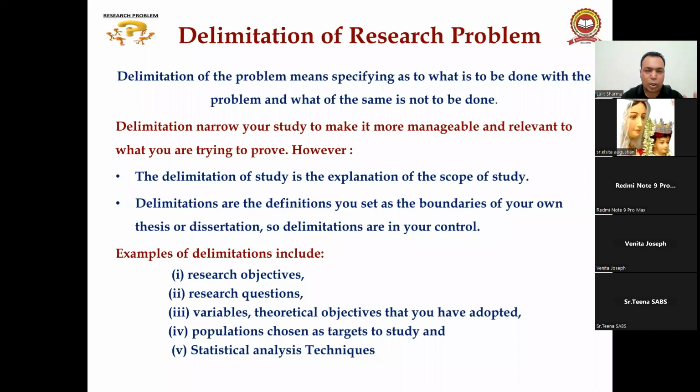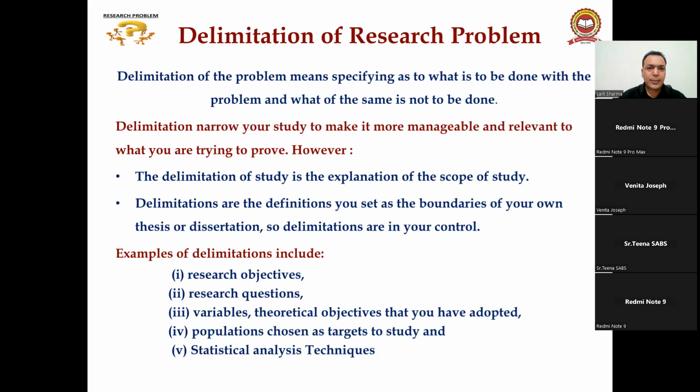Whenever I have to select the topic, I have to keep all these points in my mind. I have to refine my topic and delimit my topic, so that in the start I will be clear about what has to be done and what does not have to be done, right? Delimitation of a problem means specifying what is to be done with the problem and what is not to be done. Delimitation narrows your study to make it more manageable and relevant to what you are trying to prove.